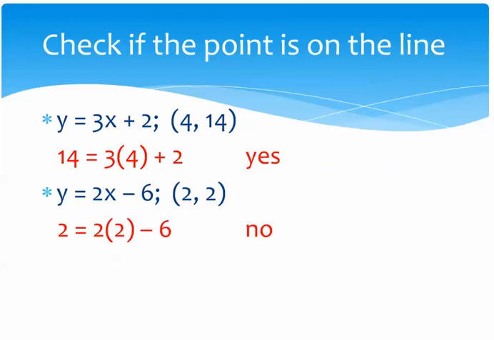However, the second one, when we substitute it in, 2 times 2 is 4, and 4 minus 6 is negative 2. Positive 2 and negative 2 are not the same value, so no, it's a point, but it's not a point that's part of our line.